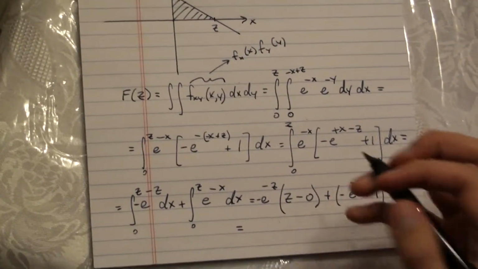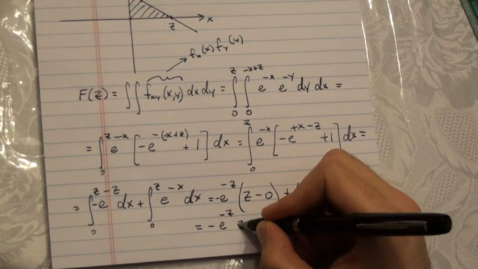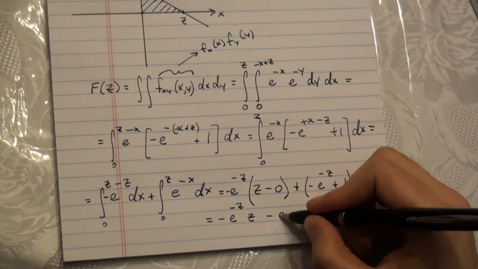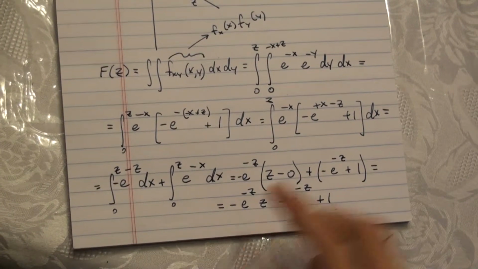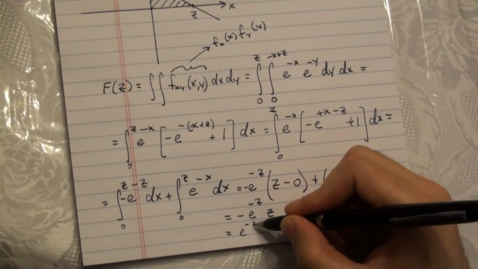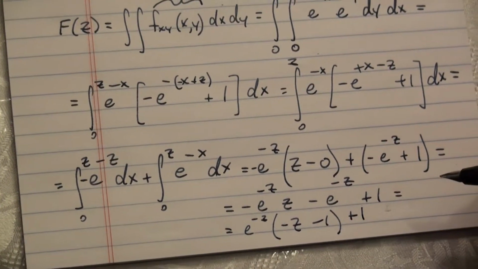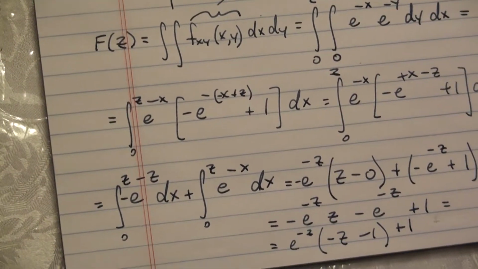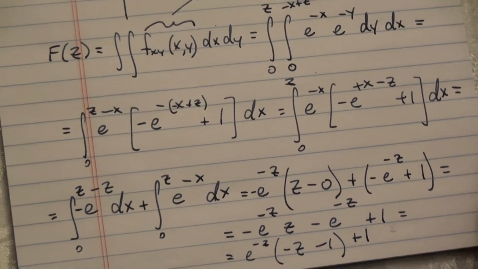So we multiply through here, and we get minus e to the minus z times z. The 0 doesn't matter. Here we get minus e to the minus z plus 1. I can pull out e to the minus z because it's a common factor. I'm left with minus z minus 1 plus 1.